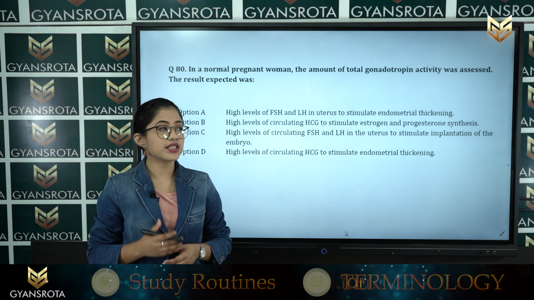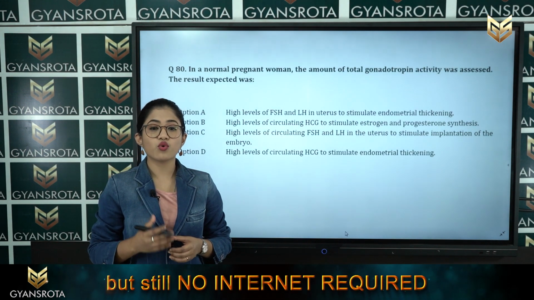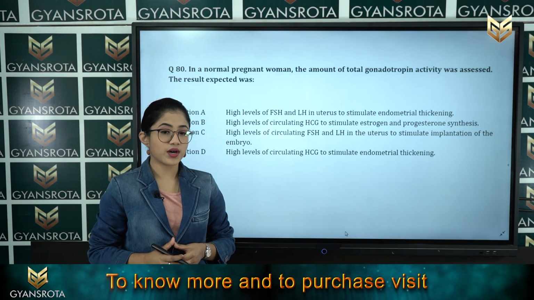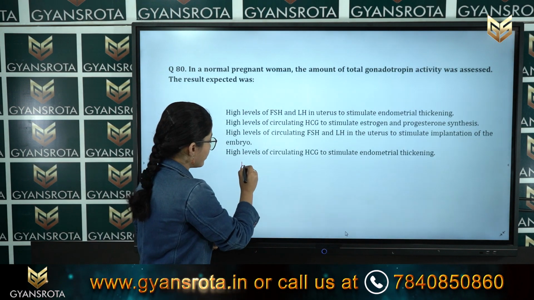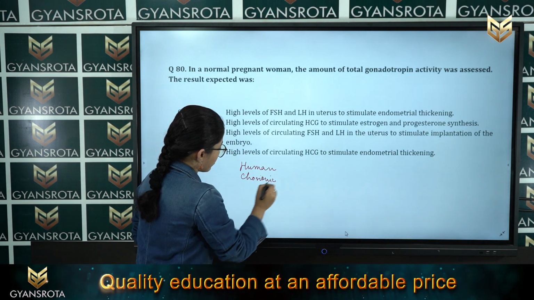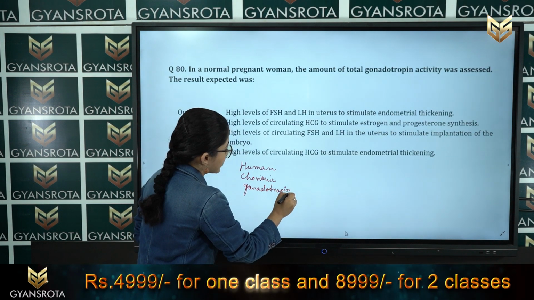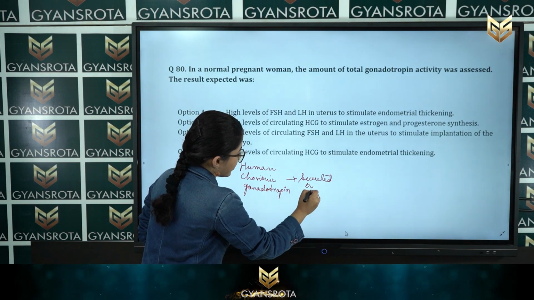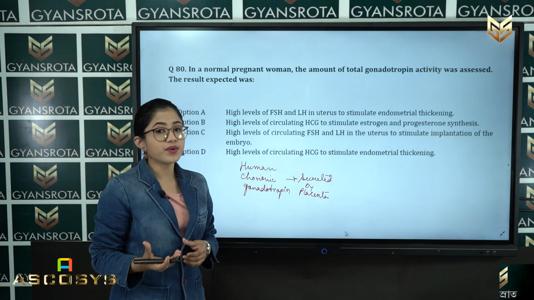So, student, in this question it is written, the amount of total gonadotropin activity was assessed in a normal pregnant woman. Then what is the result expected? The result expected was the high levels of circulating HCG, which means human chorionic gonadotropin. This is a hormone which is secreted by placenta, right? This is a hormone secreted by placenta. We have got this information in the chapter human reproduction.